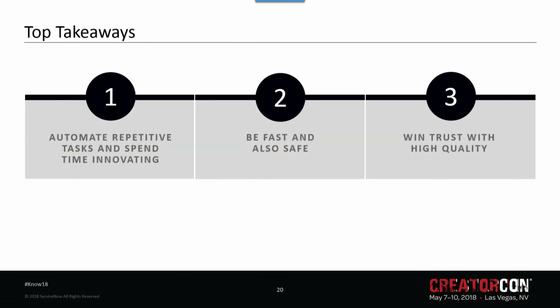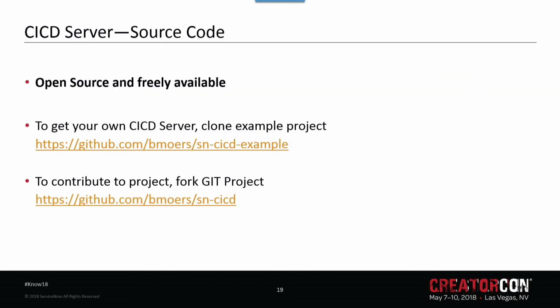So just to wrap it up, the key thing is to automate the repetitive tasks and come and have fun in Las Vegas. No, I meant, spend most of your time innovating and bringing in new features, and be fast, be safe, and win trust with high quality. The customers are going to come to you only if you have high quality. I'll leave the presentation with the links, so that if somebody couldn't take a picture.